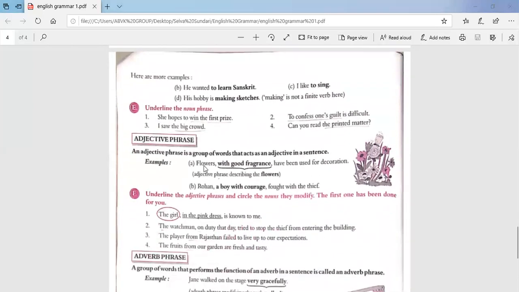Now coming to the adjective phrase. You must be knowing what is adjective. What is an adjective? Adjective is giving more idea about a noun. So that is adjective phrase.